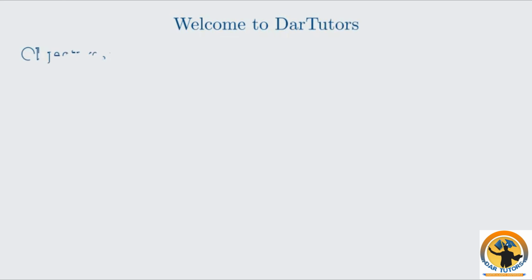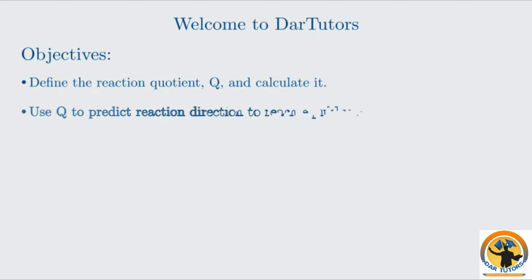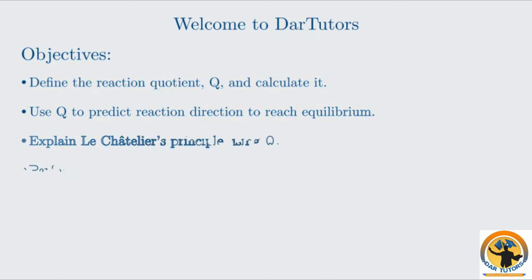Our main objectives today are to define the reaction quotient Q and show how to calculate it for any reversible reaction. You will learn to use Q to predict the direction a reaction will take to reach equilibrium, and you will see how it helps explain Le Chatelier's principle.